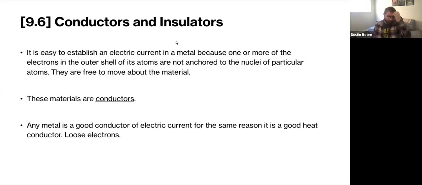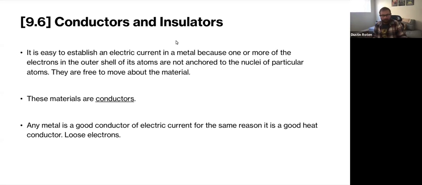Now that we know where charges come from and how they interact with each other through Coulomb's law, we can actually start talking about how to get charges onto things, and what types of materials will hold a charge really well or take charge really well, and what kind of materials won't.